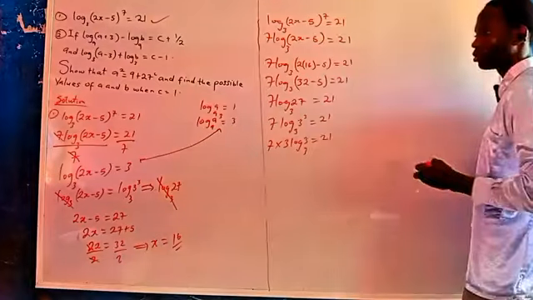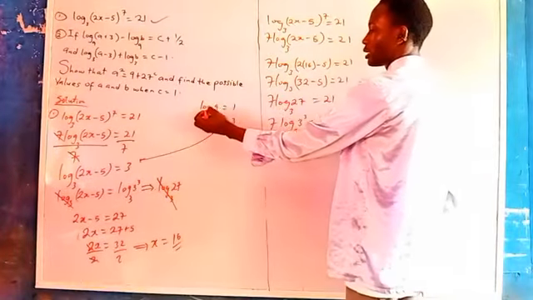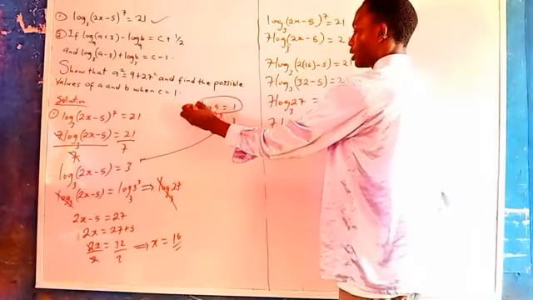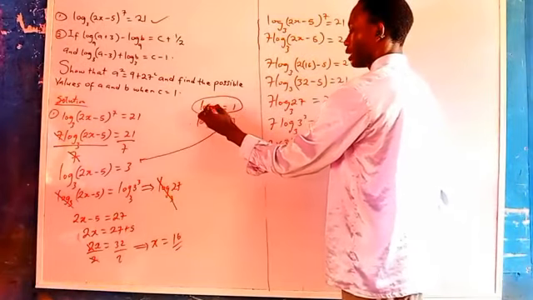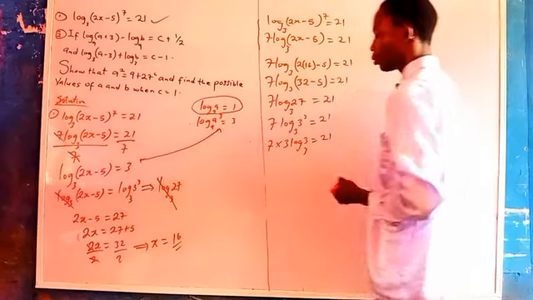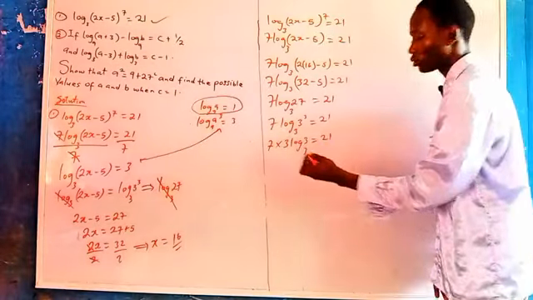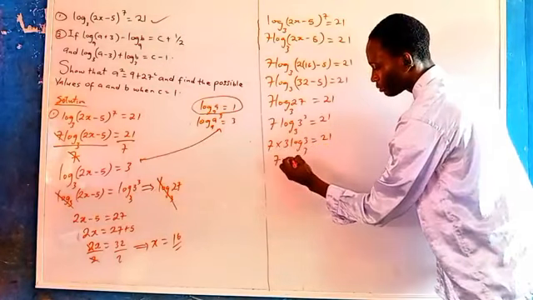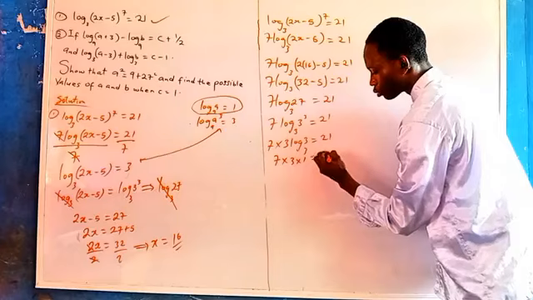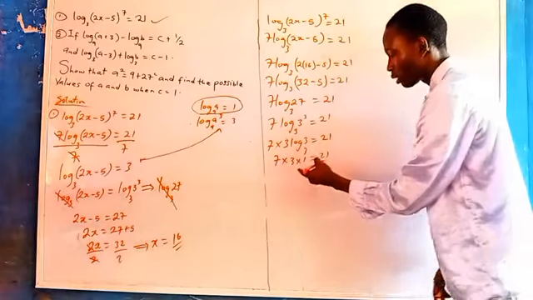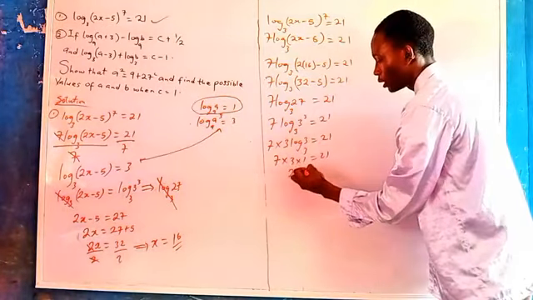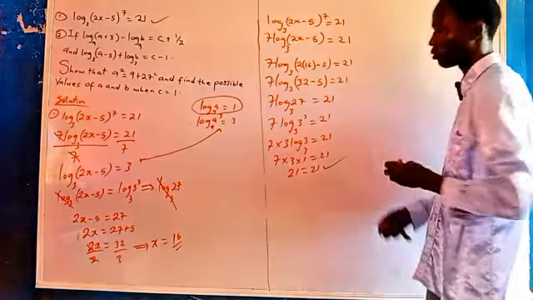And don't forget the concept I just showed us here, that is log of a base a. Log of a base a is equal to 1. So now I'm having log of 3 base 3, which is 1. So that's 7 multiplied by 3 multiplied by 1 equals 21. 7 multiplied by 3, that's 21. Multiplied by 1, that's 21 equals 21. You can see that's correct.